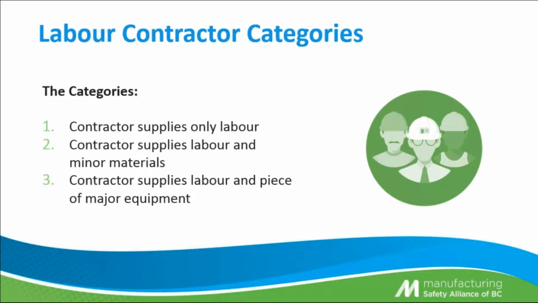The second version is a contractor that supplies labor and minor materials. An example of this would be hiring someone to check your fire extinguishers. The person might produce small items to facilitate his work. And the last one is a contractor that supplies labor and a piece of major equipment. An example of this is hiring someone with a snowplow to clear your yard or dig a ditch in the back of your property.